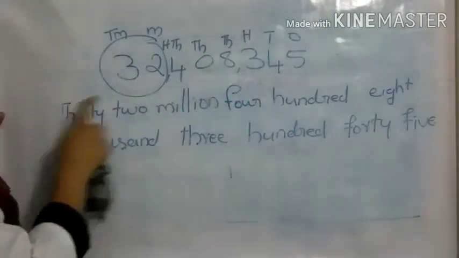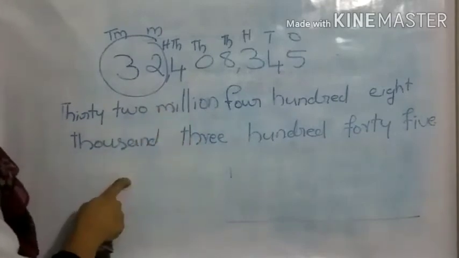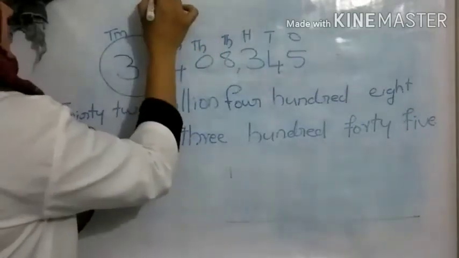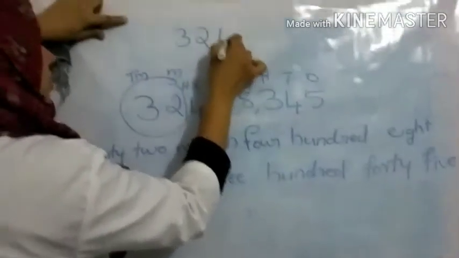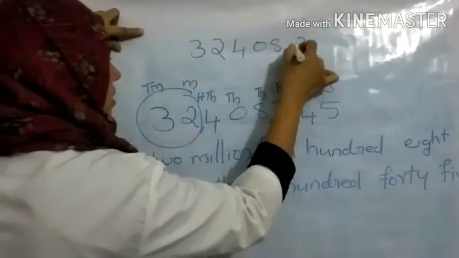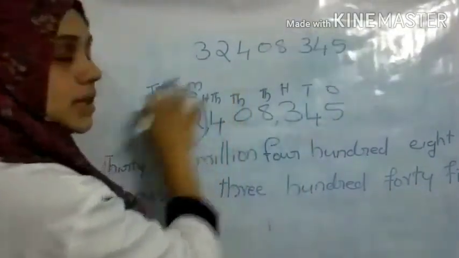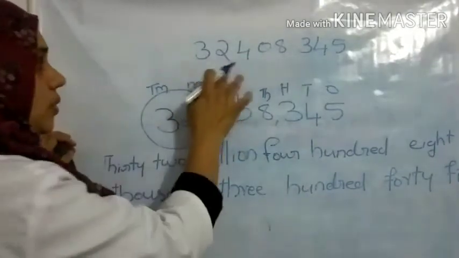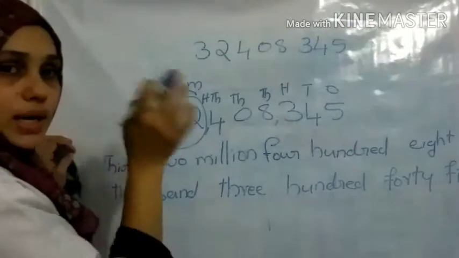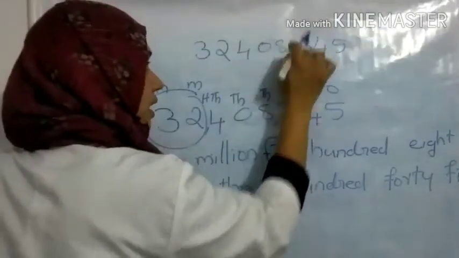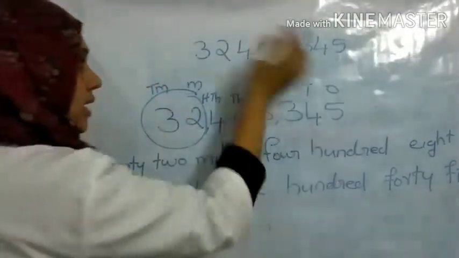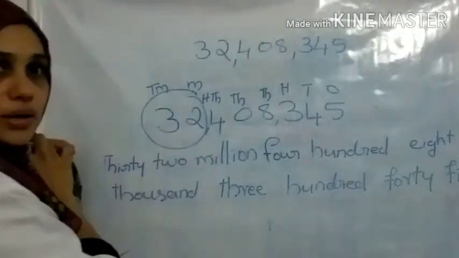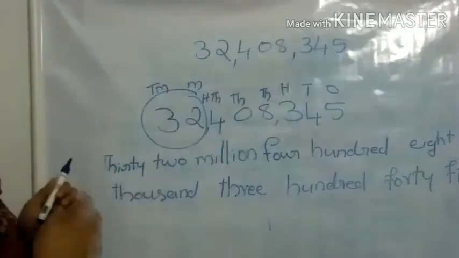Did you understand the number name? Writing number name in international system? Okay. Maybe question is given like this. 32 408 345. Insert comma as per international system. You want to insert comma to separate period. Then what can we do? Take the 1's period, then put comma here, then next period, comma here, this one million period. Okay, that is another point.